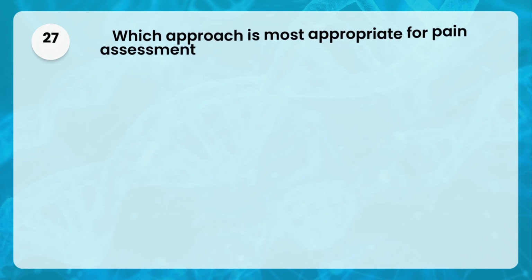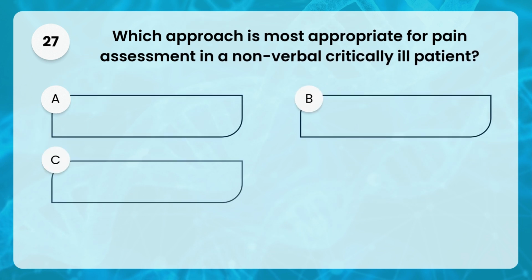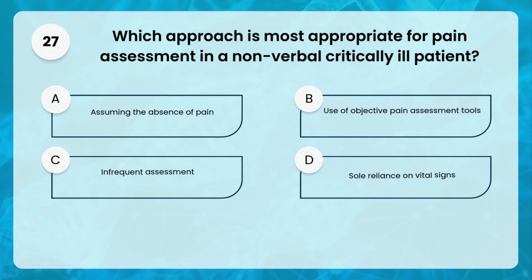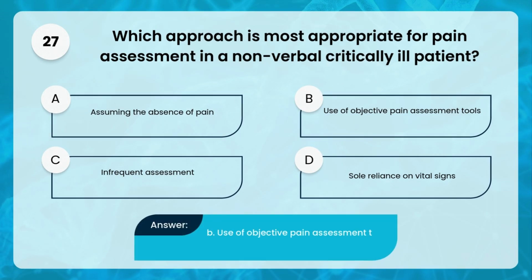Number 27. Which approach is most appropriate for pain assessment in a nonverbal critically ill patient? A. Assuming the absence of pain. B. Use of objective pain assessment tools. C. Infrequent assessment. Or D. Sole reliance on vital signs. The answer is B. Use of objective pain assessment tools.